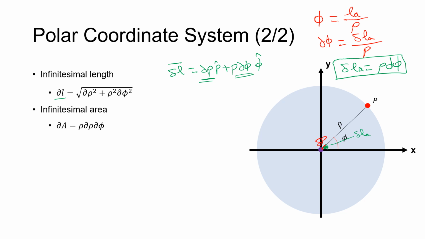Similarly, if I would like to calculate the area, I just multiply delta rho, multiplied, this originally was delta rho multiplied by delta LA, and then we can just reformulate, because we already know what delta LA is from here. So we substitute and reformulate, and then you will get rho delta rho delta phi.